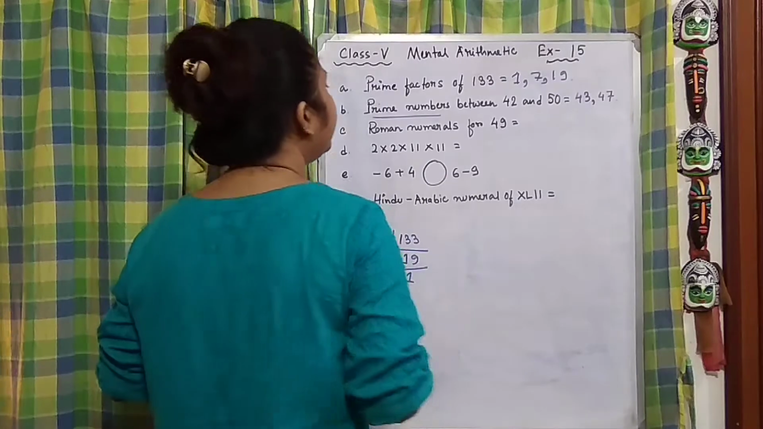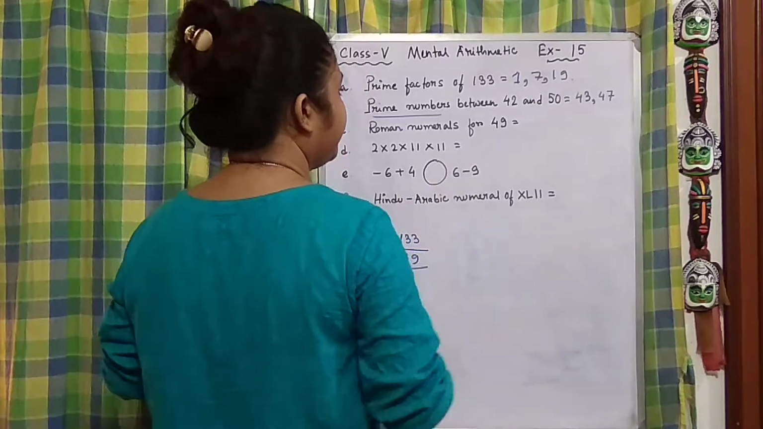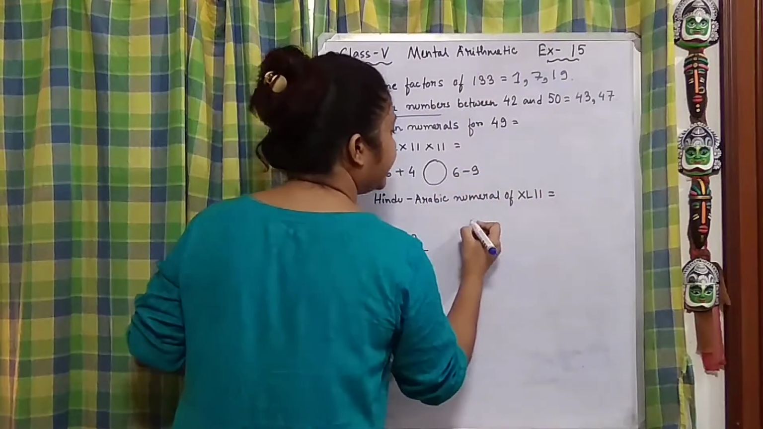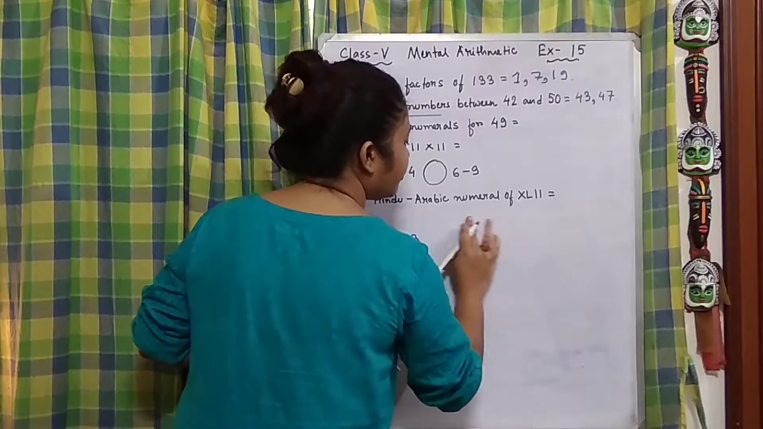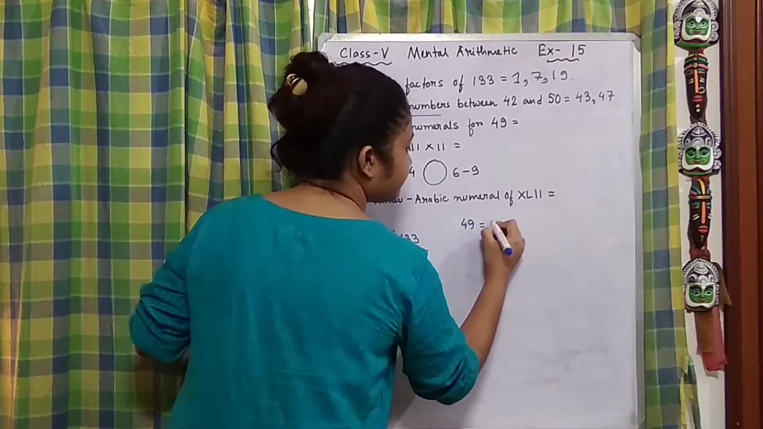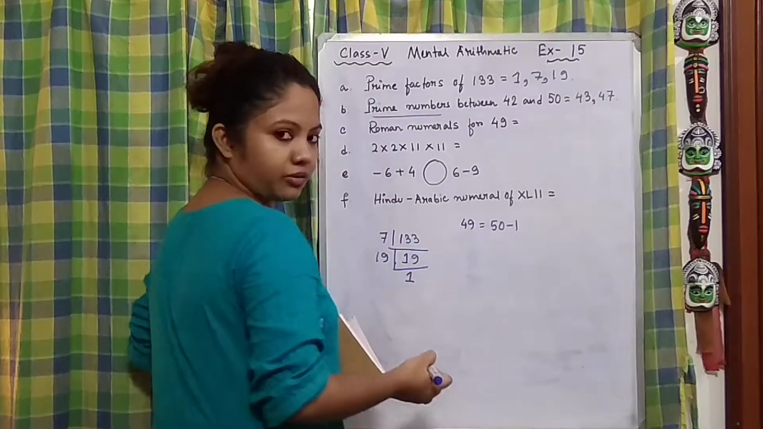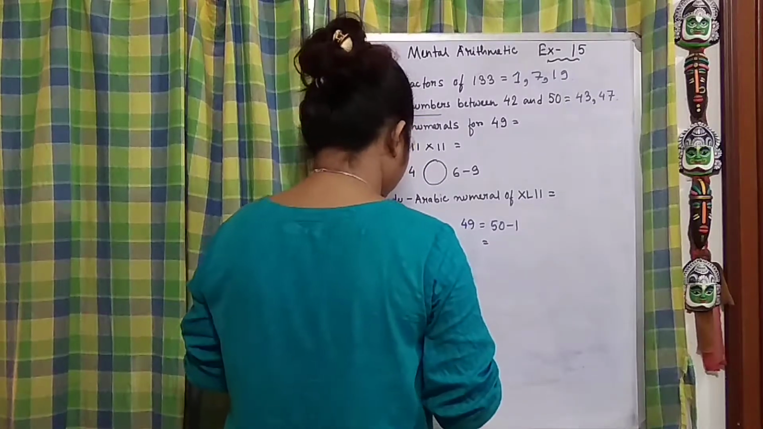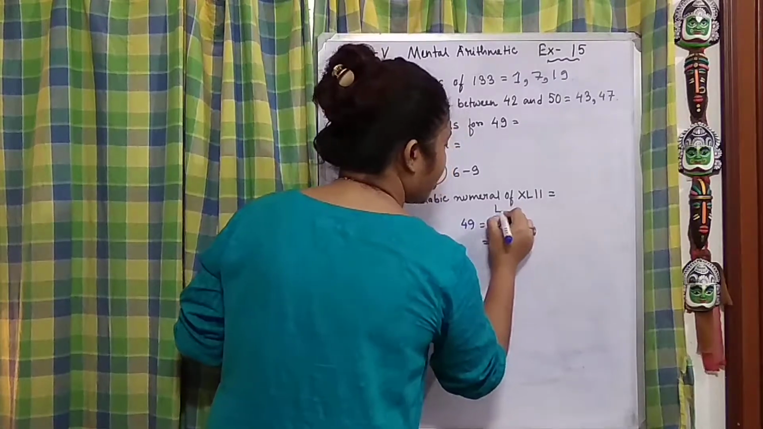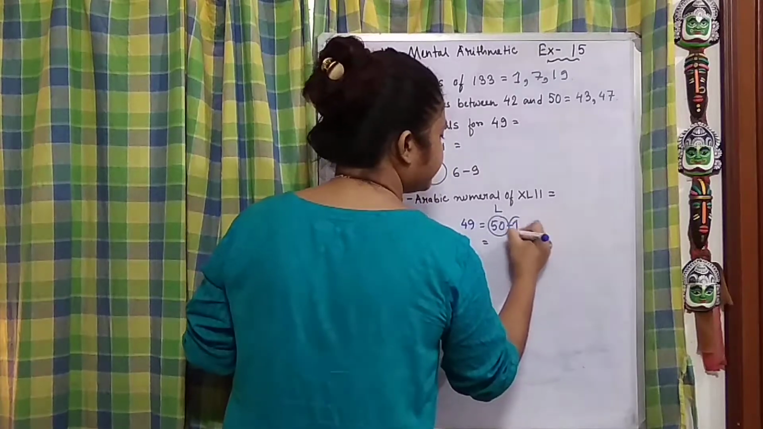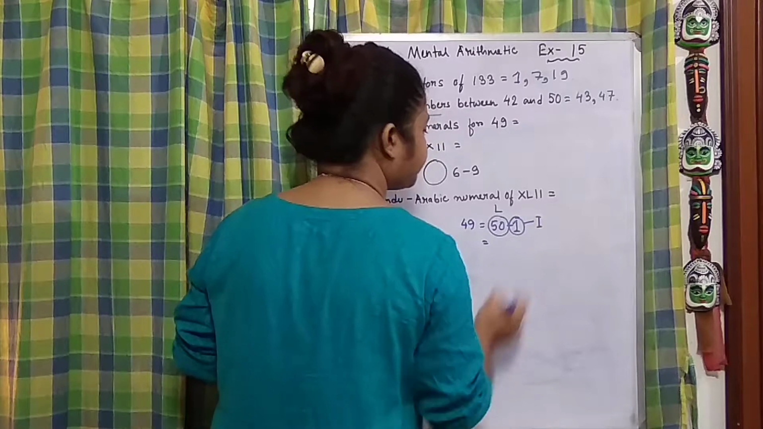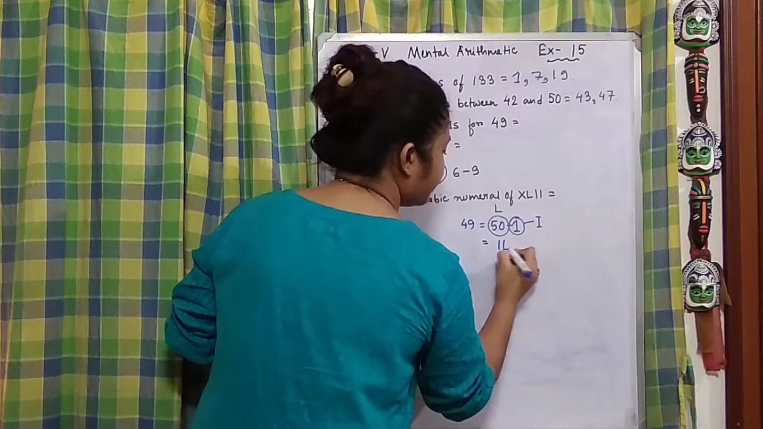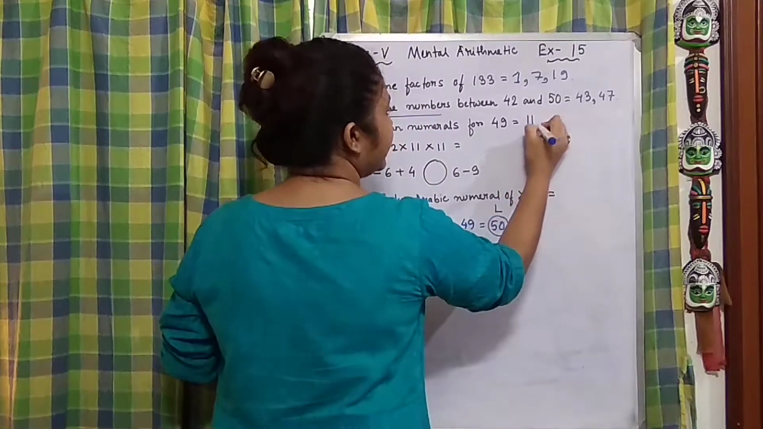Now, Roman numerals for 49. We have already learned about Roman numerals and how to find them. Firstly, how can we write 49? As 50 minus 1, right? We already know the rules for that. L stands for 50 and for 1 it's I. Here, as it is subtracted, I stands before L. So it will be IL.